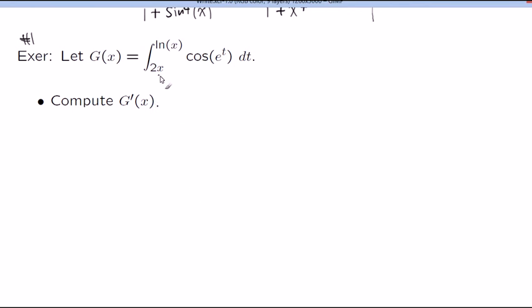The integral from 2x to ln x of cosine of e to the t dt. The hint is: do not integrate cosine of e to the t. Remember in the earlier problem, I did not integrate that function 1 over 1 plus t to the 4th. I didn't integrate that. I just borrowed its existence and was able to calculate g prime, not g.